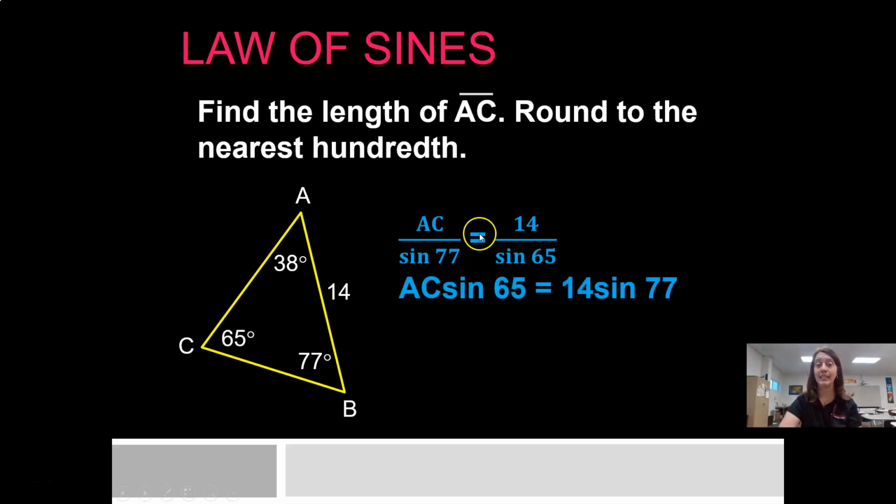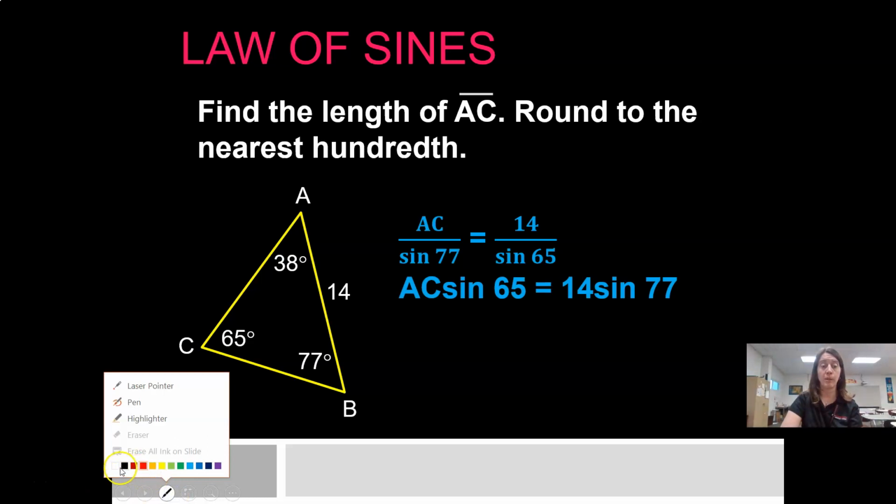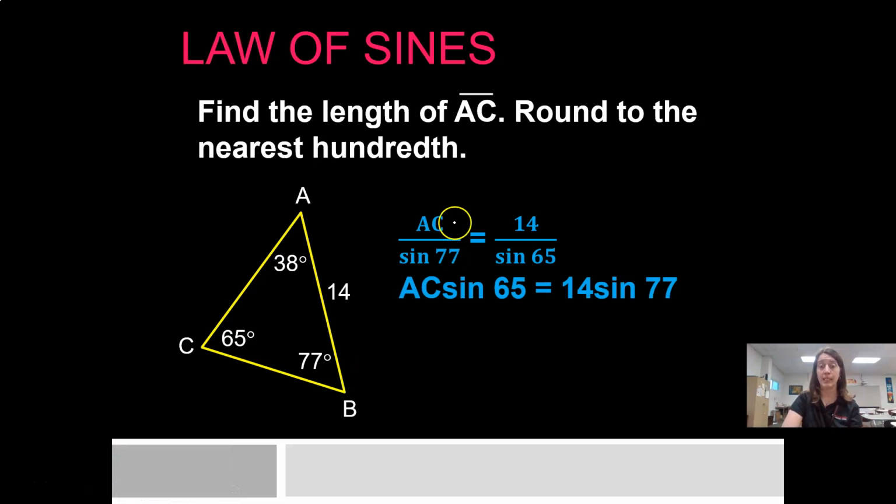So this is what I did. I took AC times the sine of 65. Those were across from each other, so those are some of the pieces that I'm going to be able to multiply together. So I went this direction, then I went the other direction. The sine of 77 times 14. Again, listen carefully. I did not take 14 times 77. The 77 is attached to the sine. It needs to stay attached to the sine as it was.